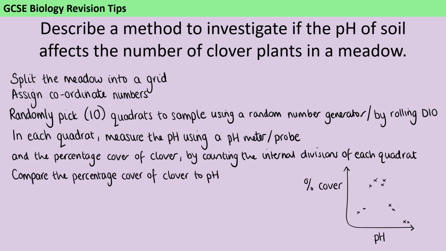So the easiest way to do that would be a graph like this, and what this would show me is that when it's very low pH I have less clover, and when it's very high pH I have less clover, but in those middle, more neutral pHs, that's where I get maximum clover cover, and that's probably where my clover is happiest growing.